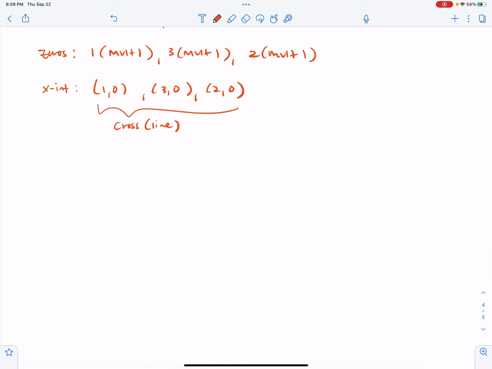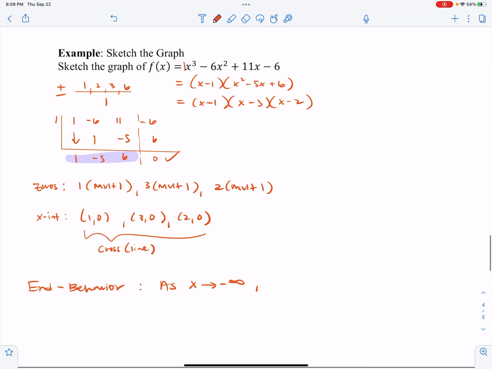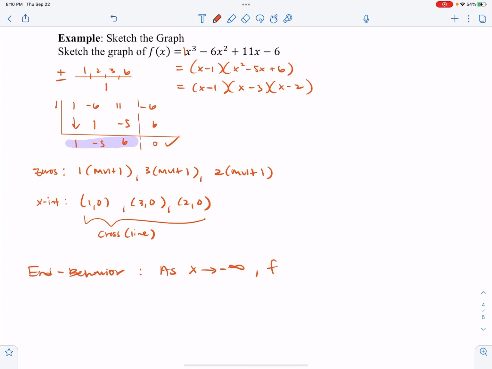And then let's think end behavior. And remember, when we think end behavior, we think, okay, as x approaches negative infinity, what is f of x? What are the y values going to approach?